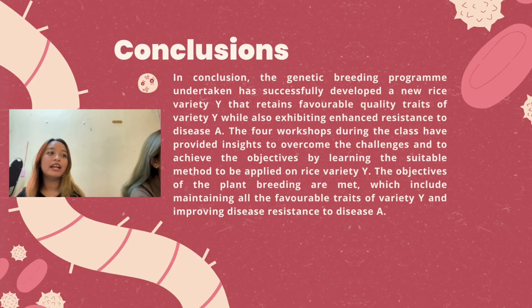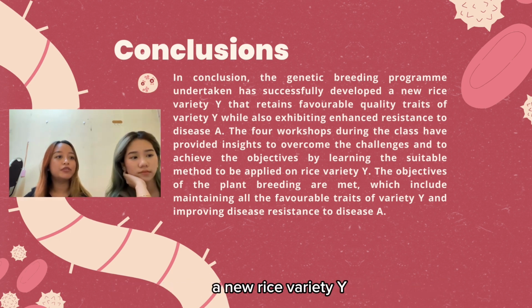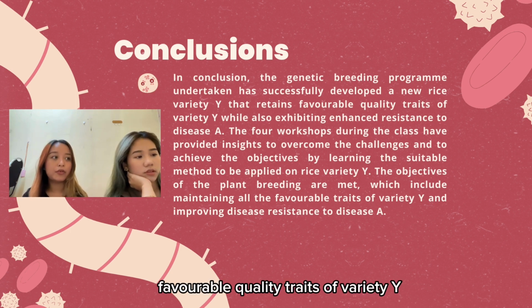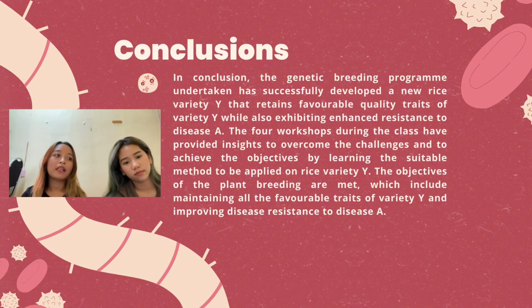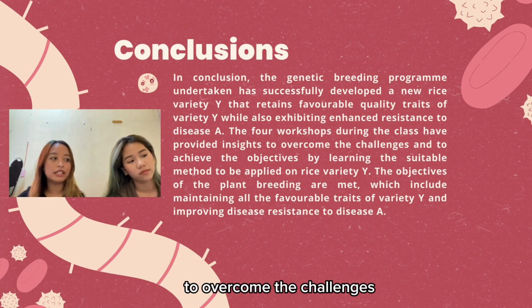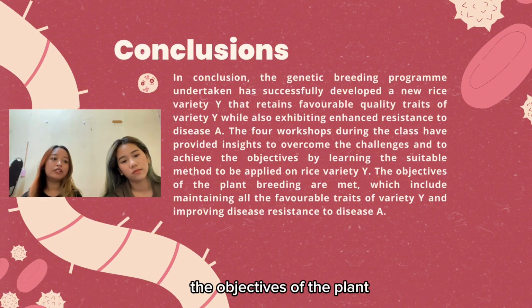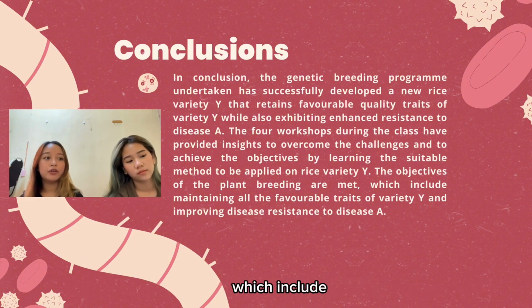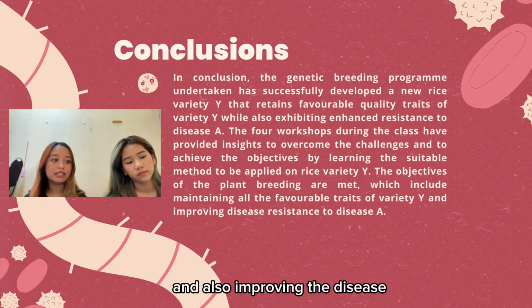So in conclusion, the genetic breeding program undertaken has successfully developed a new rice variety Y that retains the favorable quality traits of variety Y while also exhibiting resistance to disease A. The 4 workshops during the class have provided insight to overcome the challenges and to achieve the objective by learning the suitable method to apply on rice variety Y. The objectives of the plant breeding are met, which include maintaining all the favorable traits of variety Y and also improving the disease resistance to disease A.